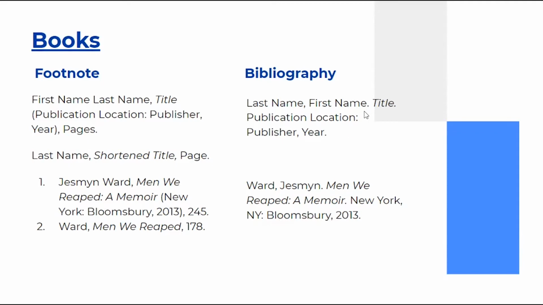And then instead of doing commas in between, you'll do a period after each element. It's important to note that there is a period after the title here when there's not a comma after the title in the note. So just make sure you're really careful about your bibliography. You'll see that instead of Jesmyn Ward, it's Ward, Jesmyn, Men We Reaped, a memoir, period, publication information, and the year. The page numbers are not included in the bibliography, only in the notes.